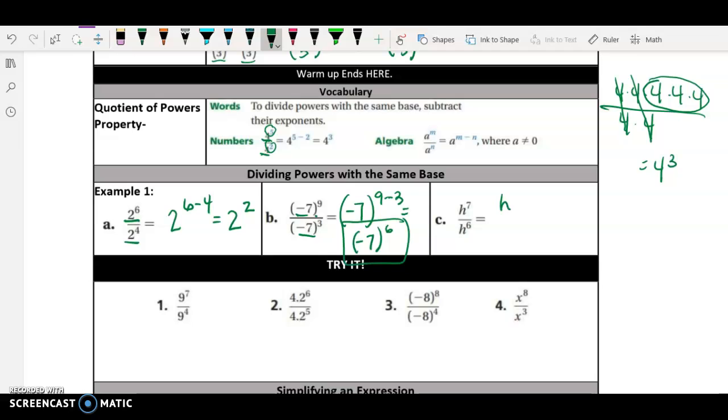And then again, we have h, so we can even do these with variables. 7 minus 6, because they're both the base of h. And so that gives us h to the 1st power, or just h.